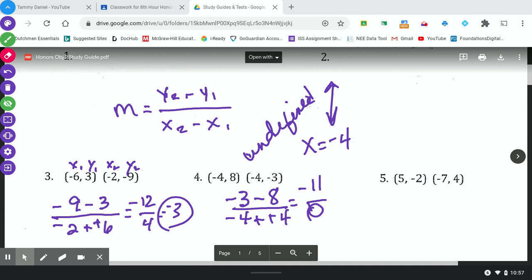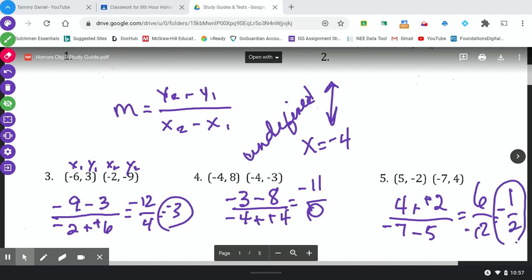All right. On this one, your slope is going to be 4 minus -2 over -7 minus 5. So minus -2 would become +2, which is 6. And on the bottom is -12. So +6 over -12 reduces down to -1/2. So your slope is -1/2.